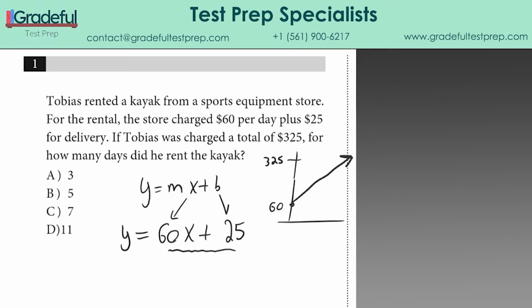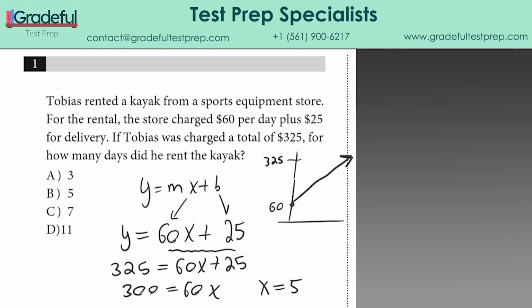So what we have to do for our equation is just set that equal to 325, and then we can start solving. So take away 25 from both sides, and divide by 60 on both sides, and we get x equals 5, and the answer for number 1 is B.